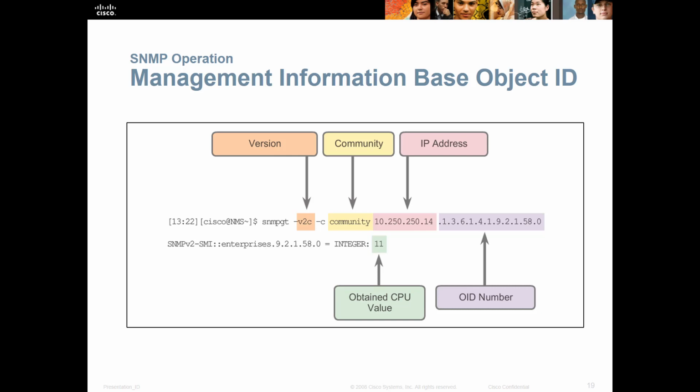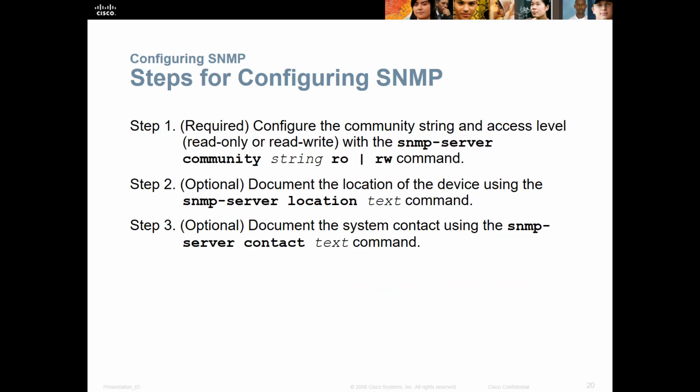So if you've never configured SNMP, what do you do? Well, required steps: configure the community string and access level with the appropriate SNMP server community string with the read-only or read-write command. Optional commands will be things like documenting the location of the devices using the SNMP server location text command. That way you can say kind of where it's at. Another option is to document the system contact using the SNMP server contact text command.